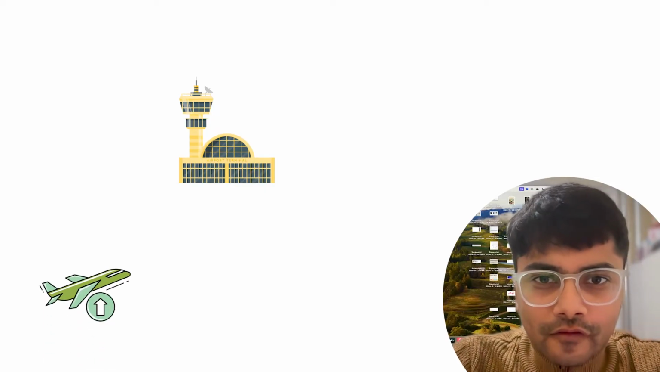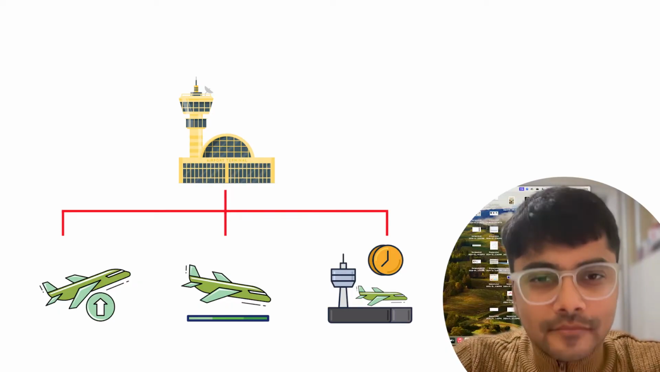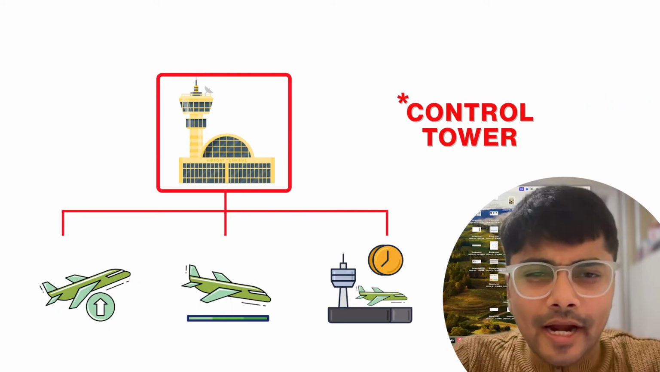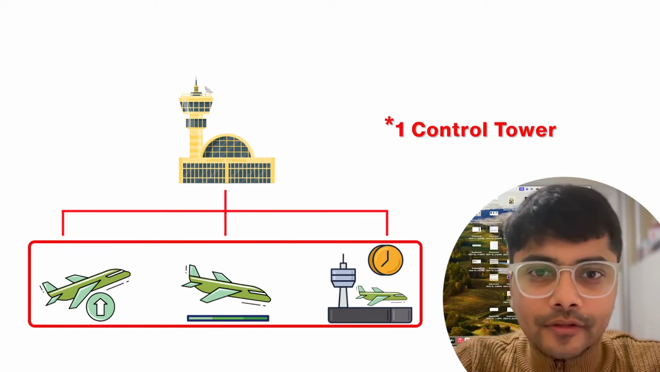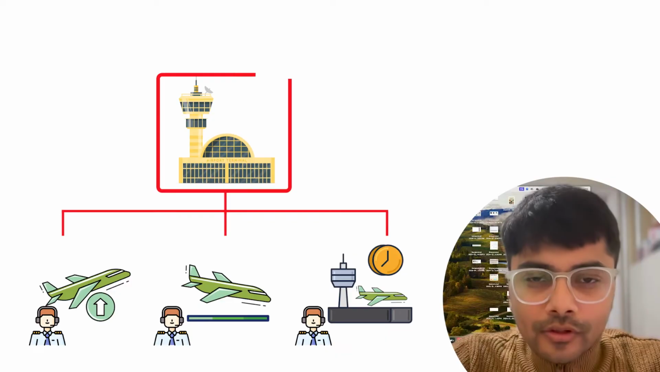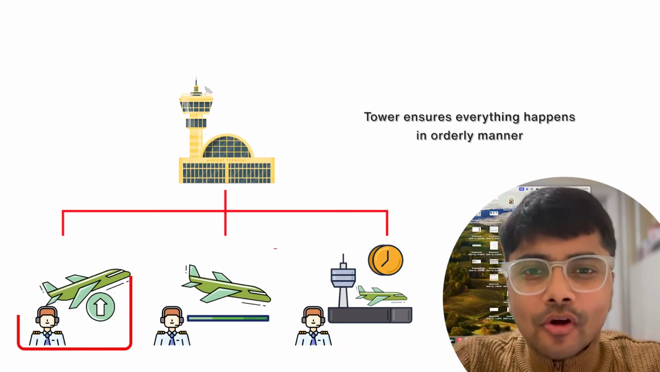Imagine an airport buzzing with planes taking off, landing, and taxiing on the runway. How does all this happen so smoothly? The answer is the central tower. At any airport, there is one central tower that coordinates all these movements. Pilots communicate with the tower, and the tower ensures that everything happens in an orderly manner.